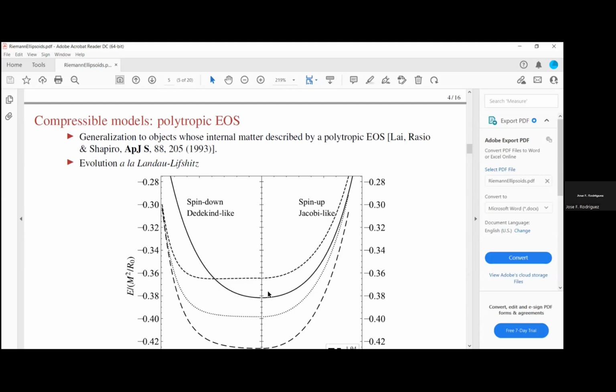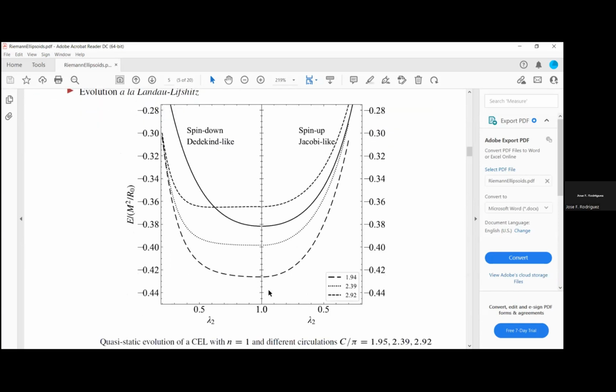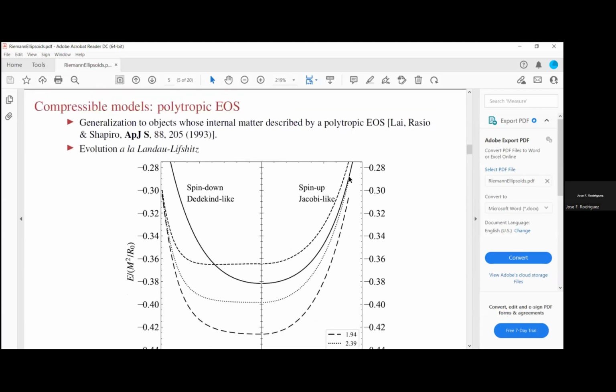And the vorticity is in the same direction as the spin. So we call this type of ellipsoid Riemann S-type ellipsoids. And here we can see the evolution of the ellipsoid. The evolution driven by gravitational waves is characterized by a constant circulation.